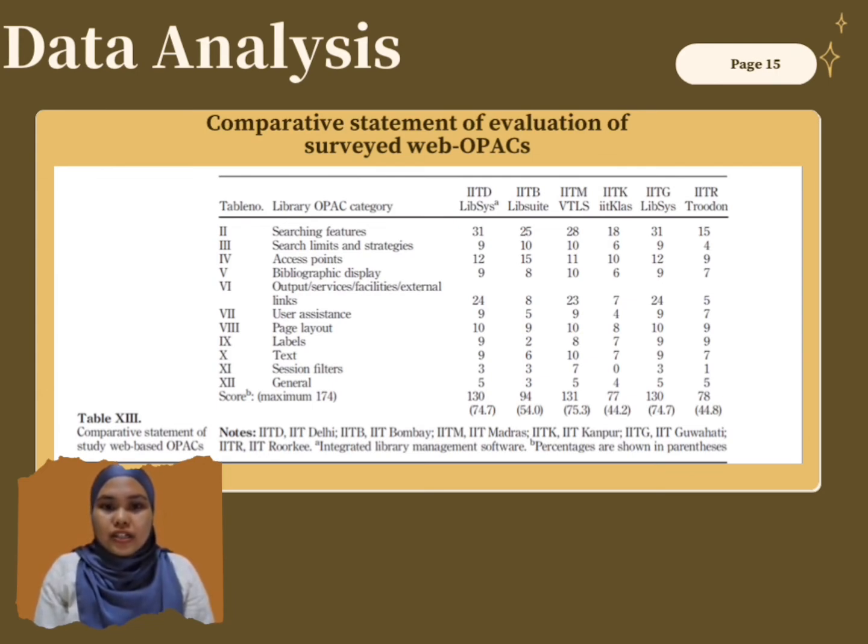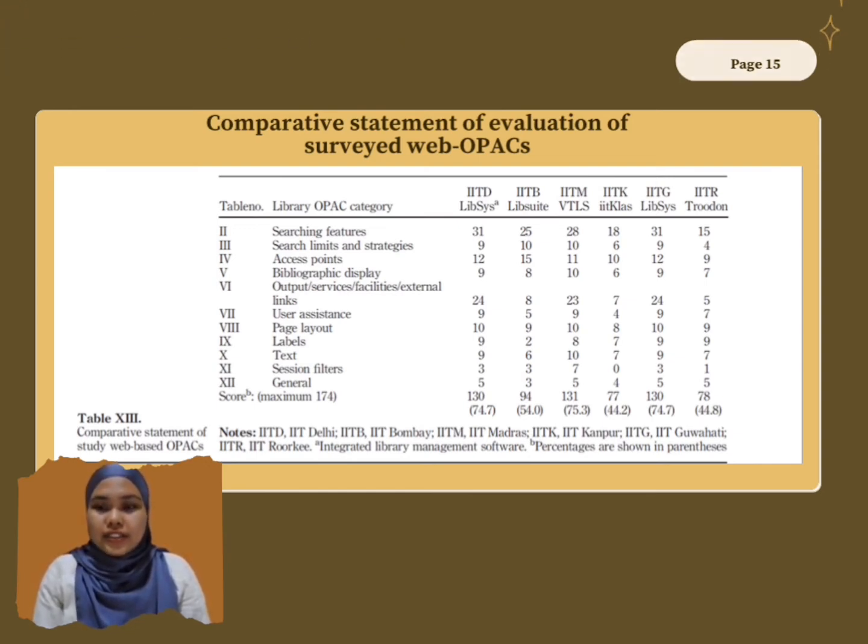61.30%. The VTLS-based OPAC of IITM got the highest score of 131, which is 75.3% of features, which was followed by the Ex Libris-based OPACs of IITD and IITG obtaining 130, which is 74.7% each. So the result also indicated that VTLS-based and Ex Libris-based OPACs had the highest scores on average.